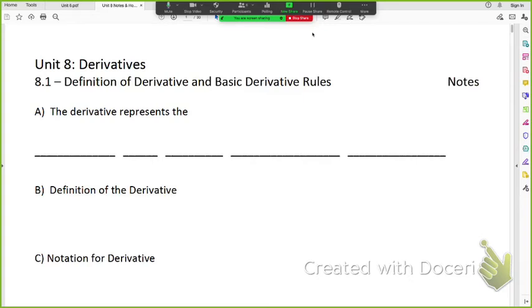So first and foremost, we are talking about the definition of a derivative and what a derivative actually is. Derivatives are one of the main things in calculus that we are going to be working with.